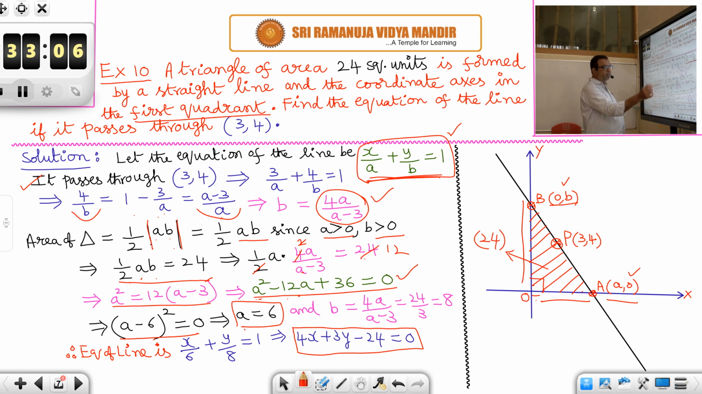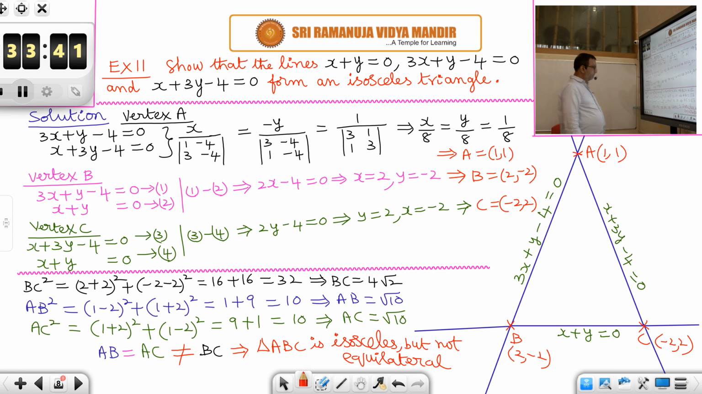If a is equal to 6, then what should be b? From this formula, 4a by a minus 3, with a equal to 6: 4 into 6 is 24, by 6 minus 3, which is 3. So, b is equal to 8. So, a is equal to 6 and b is equal to 8. You put in the equation of the line x by a plus y by b is equal to 1. The LCM of 6 and 8 is 24, so multiply by 24 on both sides. You will get 4x plus 3y is equal to 24, that is, 4x plus 3y minus 24 is equal to 0. Let us see the next example.